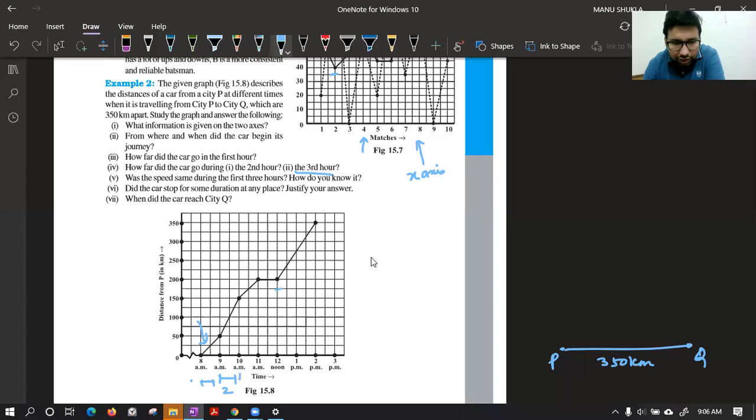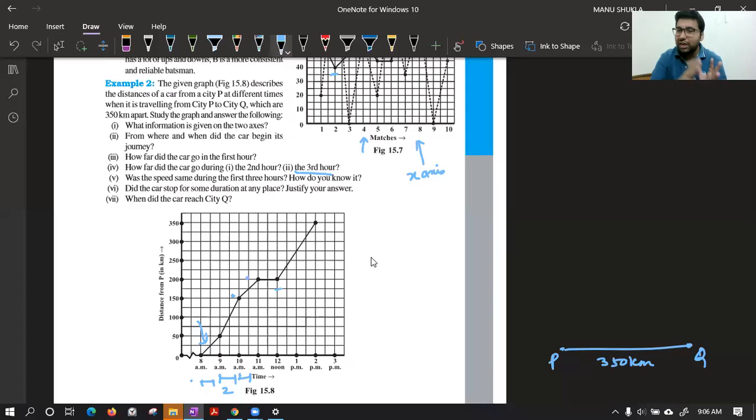In the third hour, that is from 10 to 11 a.m., they have traveled how much? Please tell the class. They have traveled from this point, that is 150 to 200. No, don't say they have traveled 200. It is wrong. You have to understand. They want you to tell in the third hour itself.